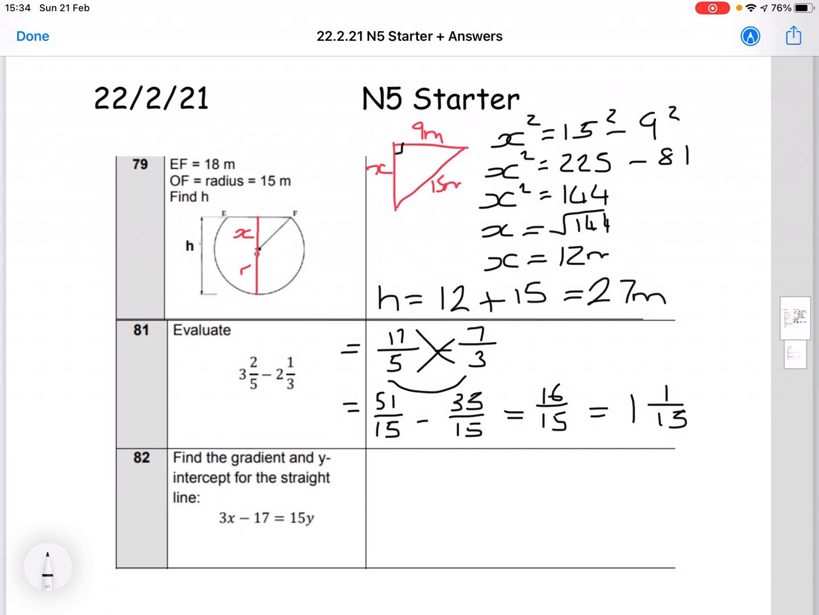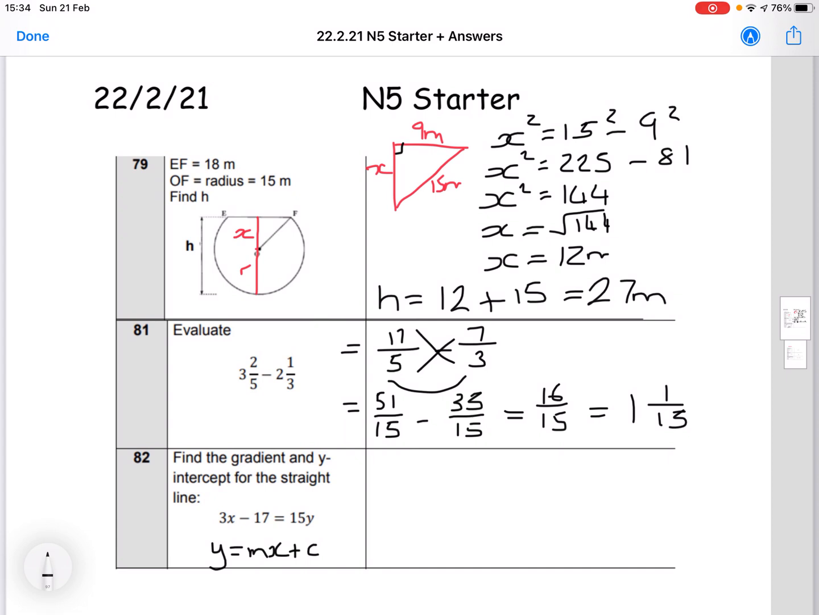The last question here, 82, we have a straight line question. So we're asked to find the gradient and the y-intercept for this straight line. So we have 3x minus 17 equals 15y. So before you can identify your gradient and your y-intercept, we'll need to rearrange this into the form y equals mx plus c. So you can think of this question almost like a change the subject question.